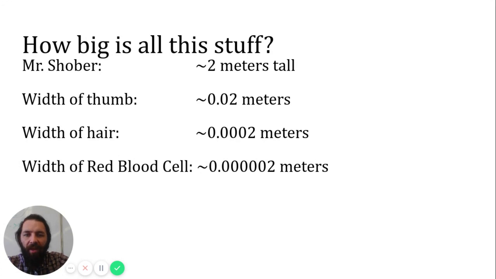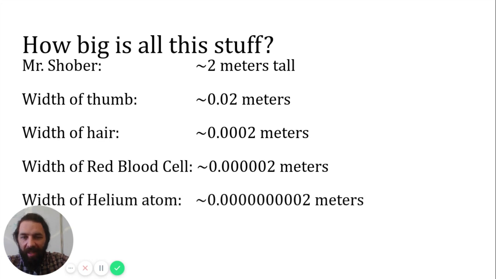A red blood cell is 0.000002 meters tall. So tiny, even that's like 1% the width of your hair. A helium atom is, all right, get ready, 0.00000002 meters.